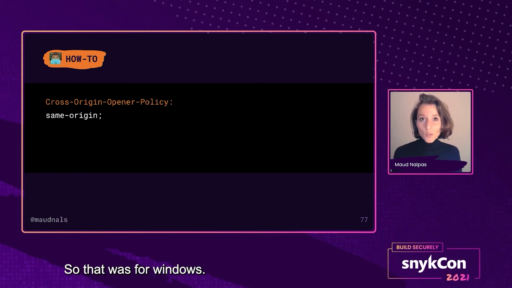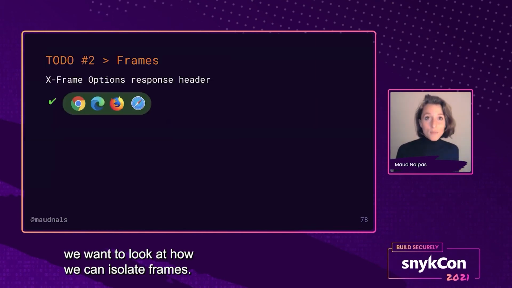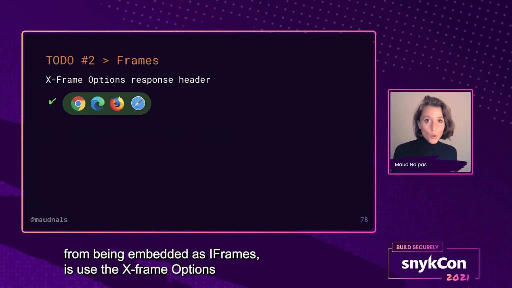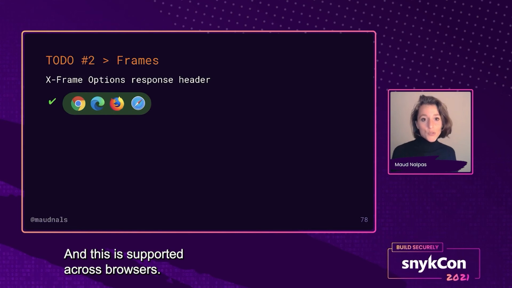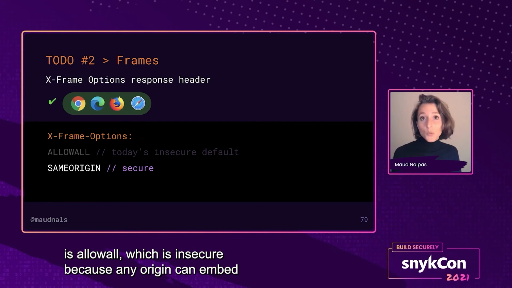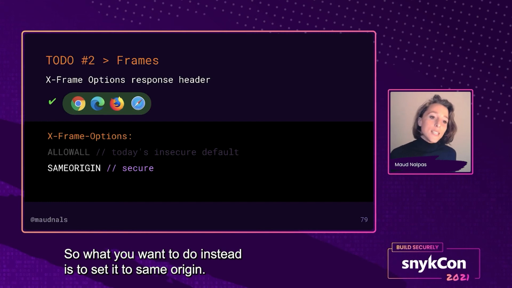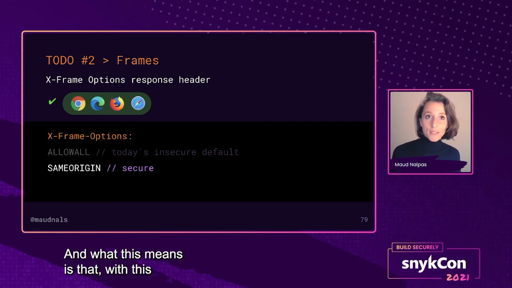So that was for windows, but still as part of our to-do number 2, we want to look at how we can isolate frames. What you can do here, in order to prevent your documents from being embedded as iframes, is use the X-Frame-Options response header. And this is supported across browsers. Today, the default value for that is allow-all, which is insecure because any origin can embed your web application with it. So what you want to do instead is to set it to same-origin. And this is a relatively simple change that's definitely a security win.